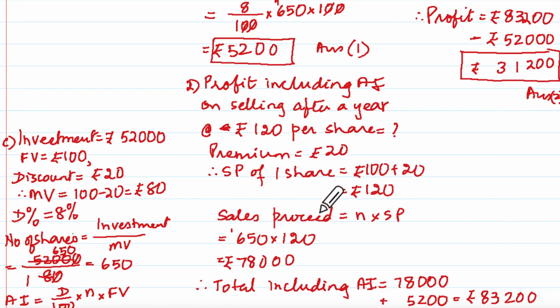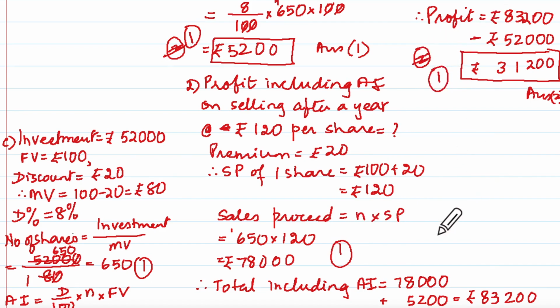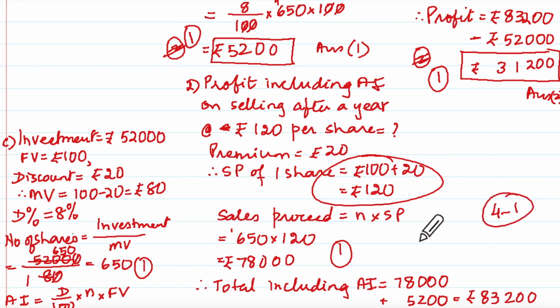Alright, now it's a 4-mark question. So this will be 2 marks and this will be 2 marks. So for this, number of shares will be 1 mark and this will be 1 mark. Then for this, your sales proceeds will be 1 mark and getting the profit will be 1 mark. Understanding? Now, if you don't write something, then on the whole out of 4 the teacher can give you -1. Understanding?